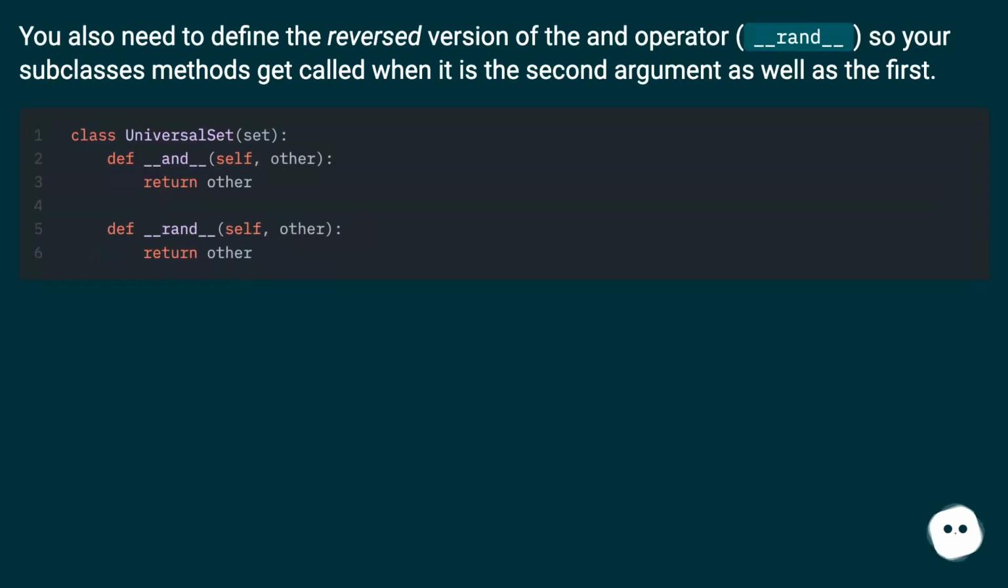You also need to define the reversed version of the AND operator, __rand__, so your subclass's methods get called when it is the second argument as well as the first.